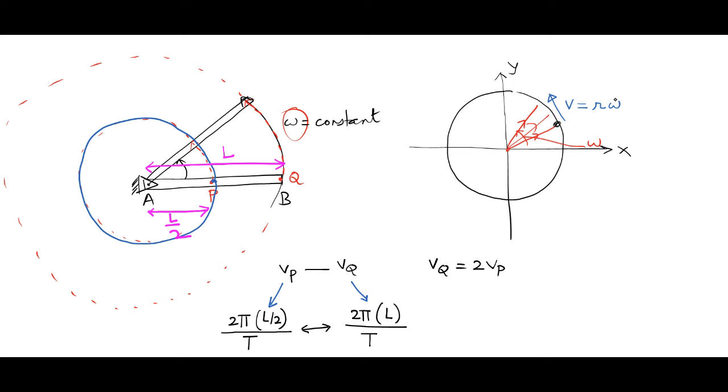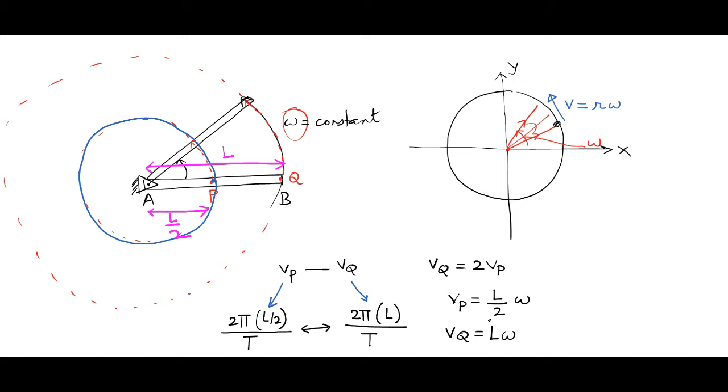Now, do you get the same relation when you apply V is equal to R omega? Let's see. The velocity of P is R times omega. Now remember, the circle which P executes has a radius of L by 2, so L by 2 multiplied by omega. And the velocity of Q is R omega again, but this time the radius of the circle is L, and omega is the same as that omega, so omega.